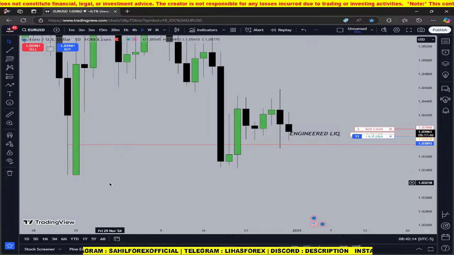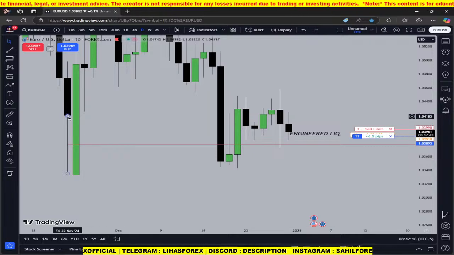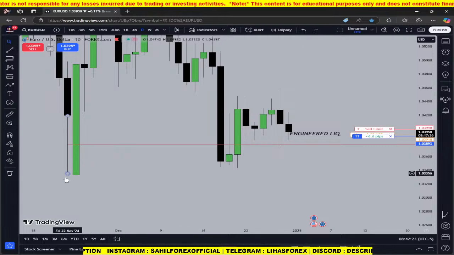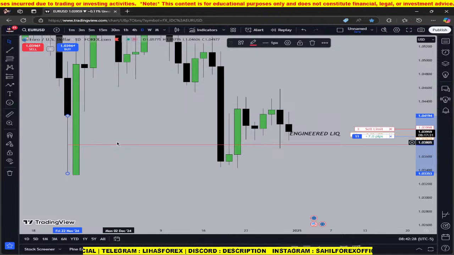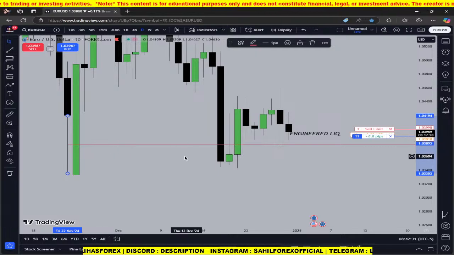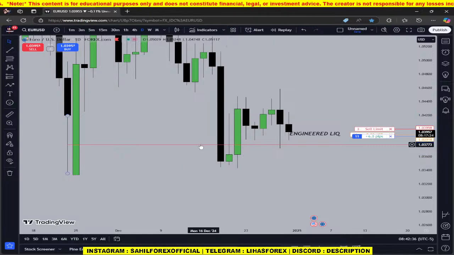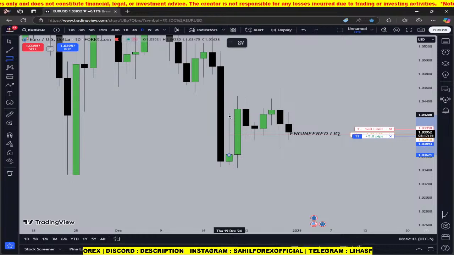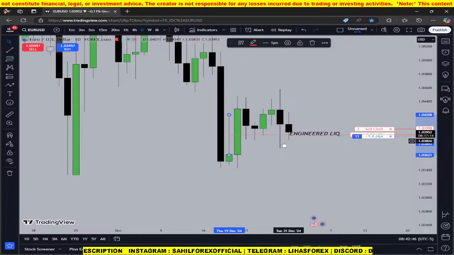That is what my model says. If it crosses this consequent encroachment, then it is going to attack this relative equal low. See that the left low is lower than the right low, it is going to attack this one. If we lose this red line with closing basis, and absolutely the first indication would be losing this wick consequent encroachment, which is over here. If we lose this area, probably that's a sign that it will just move towards these areas, right?